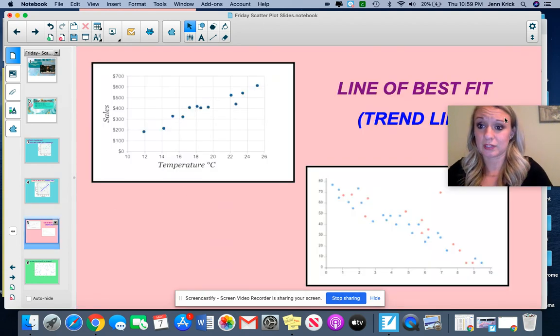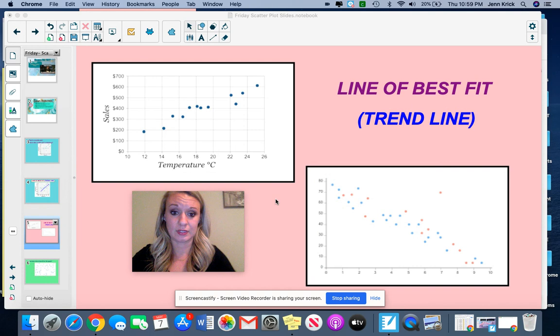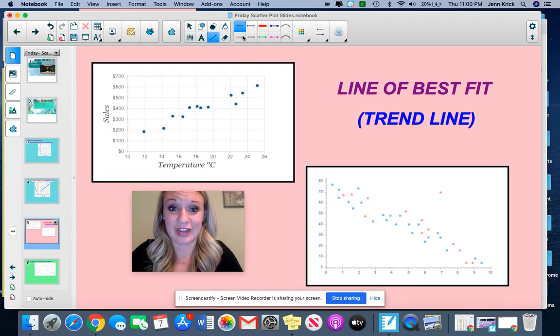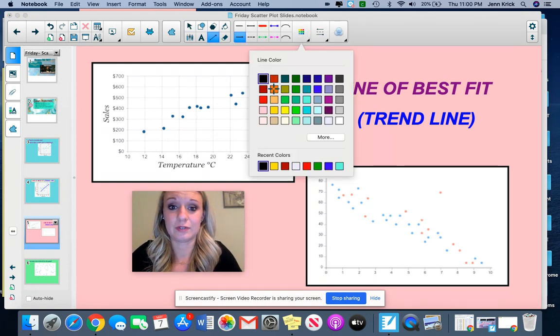So let's practice really quick. I'm going to move myself over so you can see. You've got a scatter plot here and you've got a scatter plot here. I'm asking you just to draw a line of best fit. Now don't laugh at me, but I'm going to try and use my little arrows here.